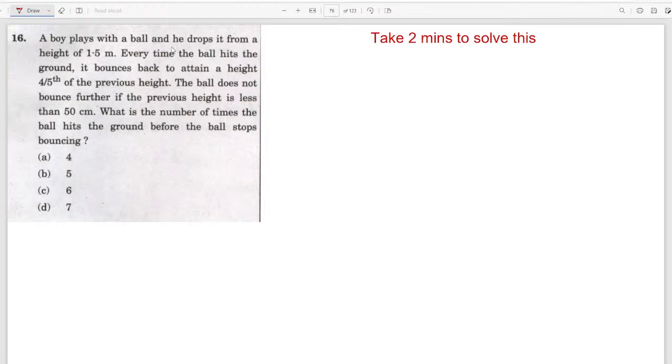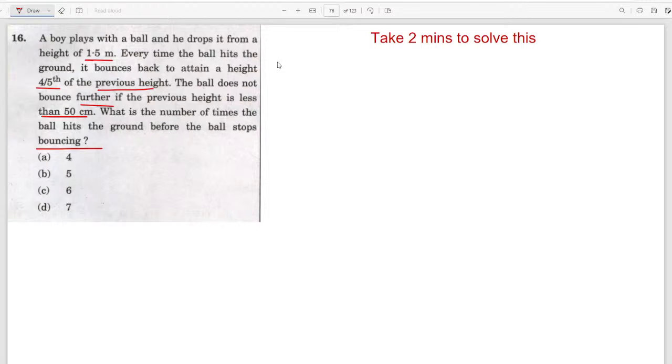A boy plays with a ball. He drops it from a height of 1.5 meters. Every time the ball hits the ground, it bounces back to attain a height of 4/5 of the previous height. The ball does not bounce further if the previous height is less than 50 centimeters. What is the number of times the ball hits the ground before the ball stops bouncing?